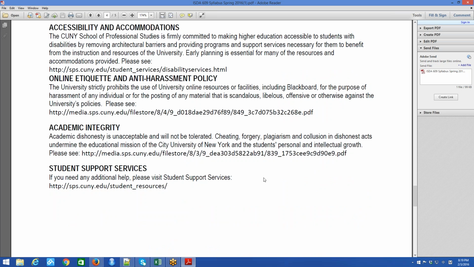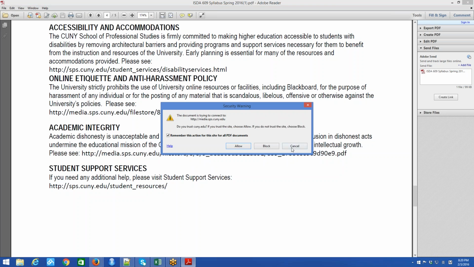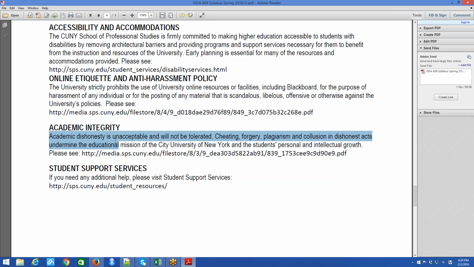You have to be really careful because the school specifically stresses the importance of academic integrity. So I want to mention here, you have to pay attention to the policy. Academic dishonesty is unacceptable and will not be tolerated. Cheating, forgery, plagiarism, and collusion in dishonest acts undermine the educational mission of the City University of New York and the students' personal and intellectual growth. So just pay attention to that.